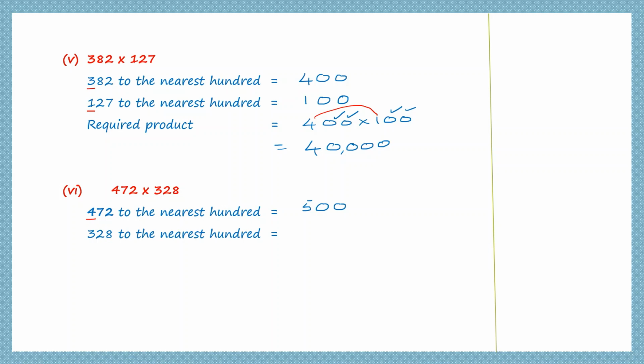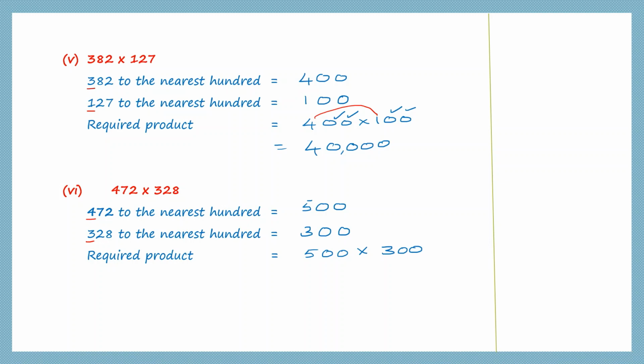328 to the nearest hundred. The digit in the hundreds place is 3. To its right we have a number that is less than 5. So 3 will remain the same followed by 2 zeros. 300. Now the required product will be 500 into 300.